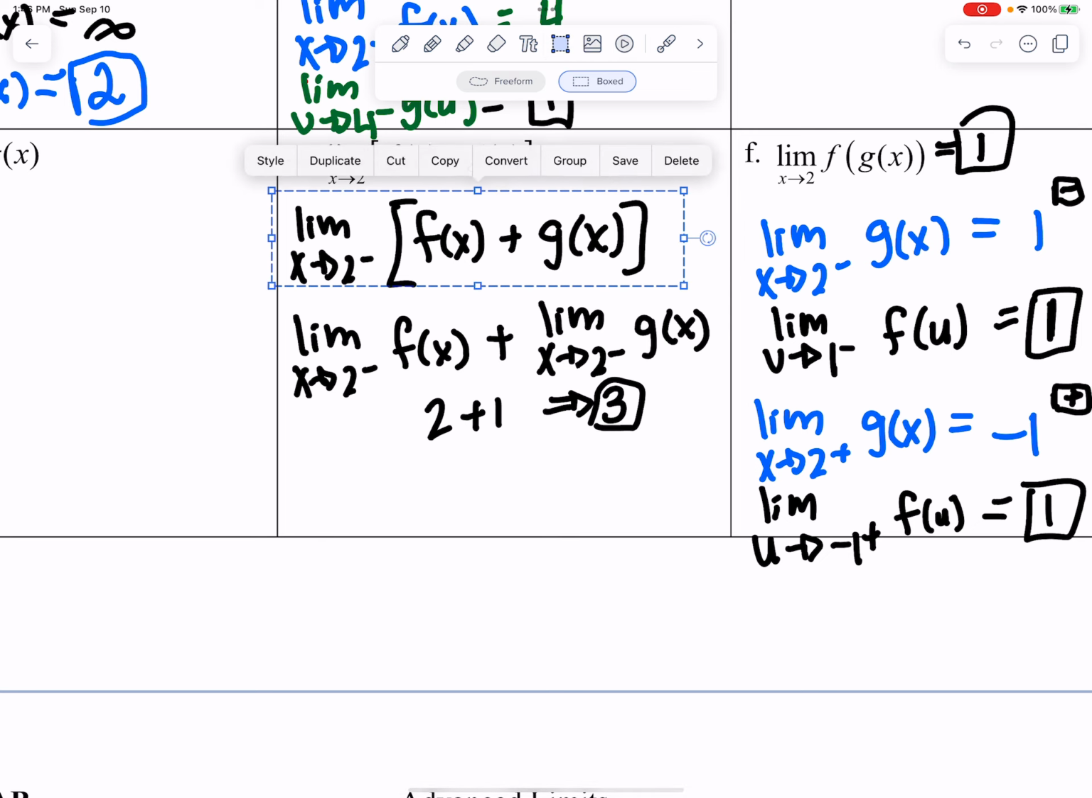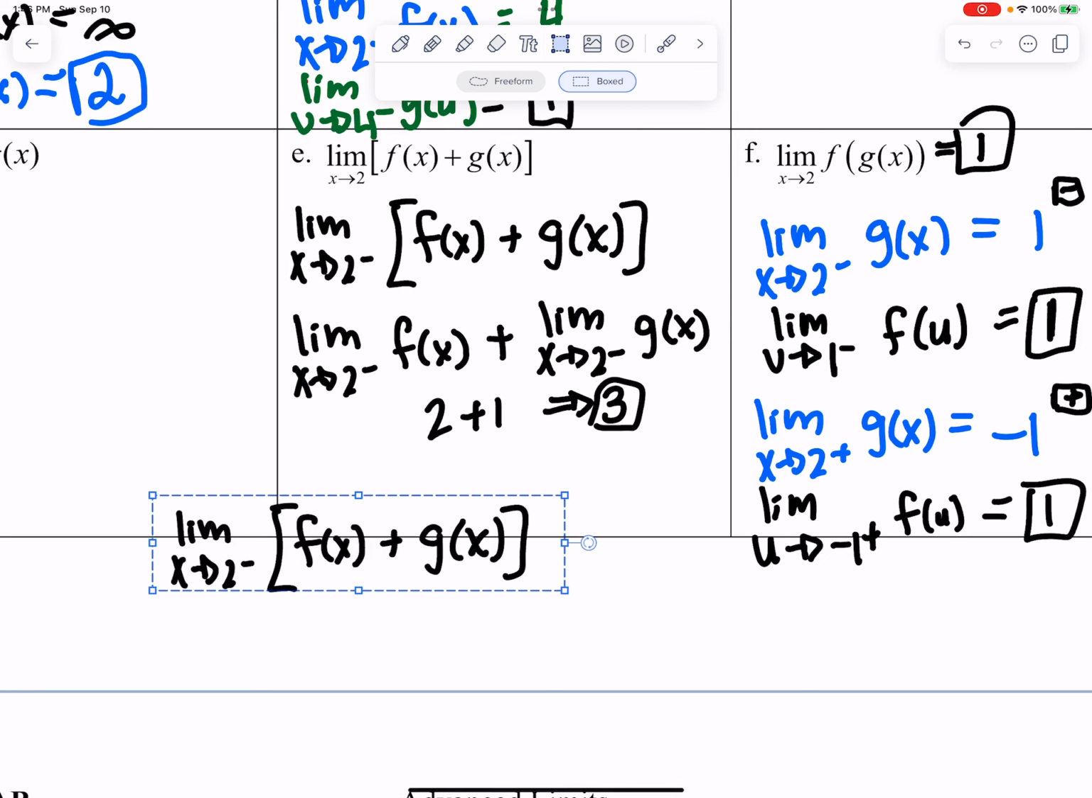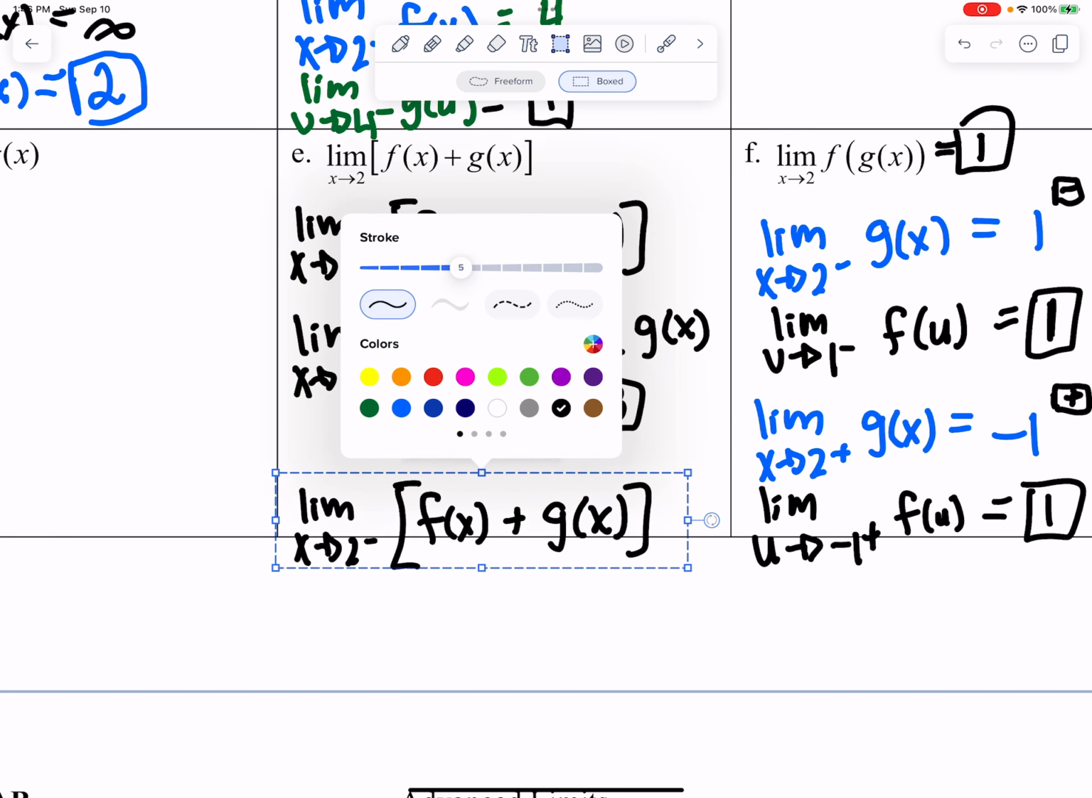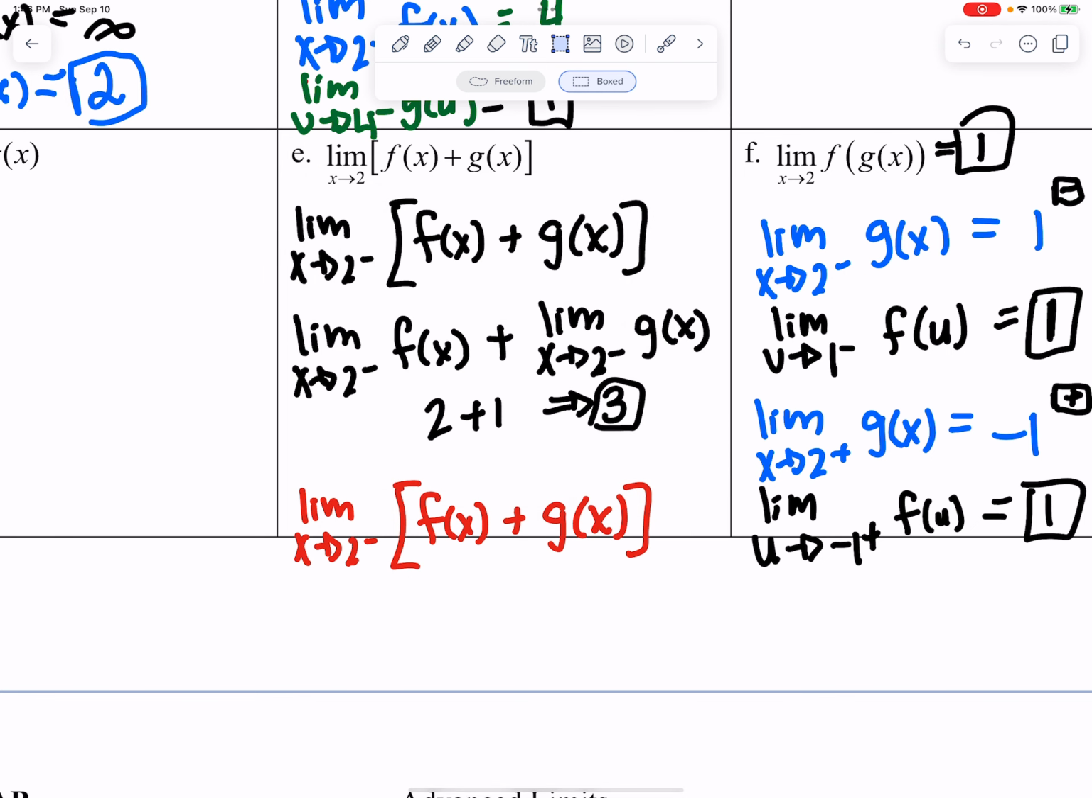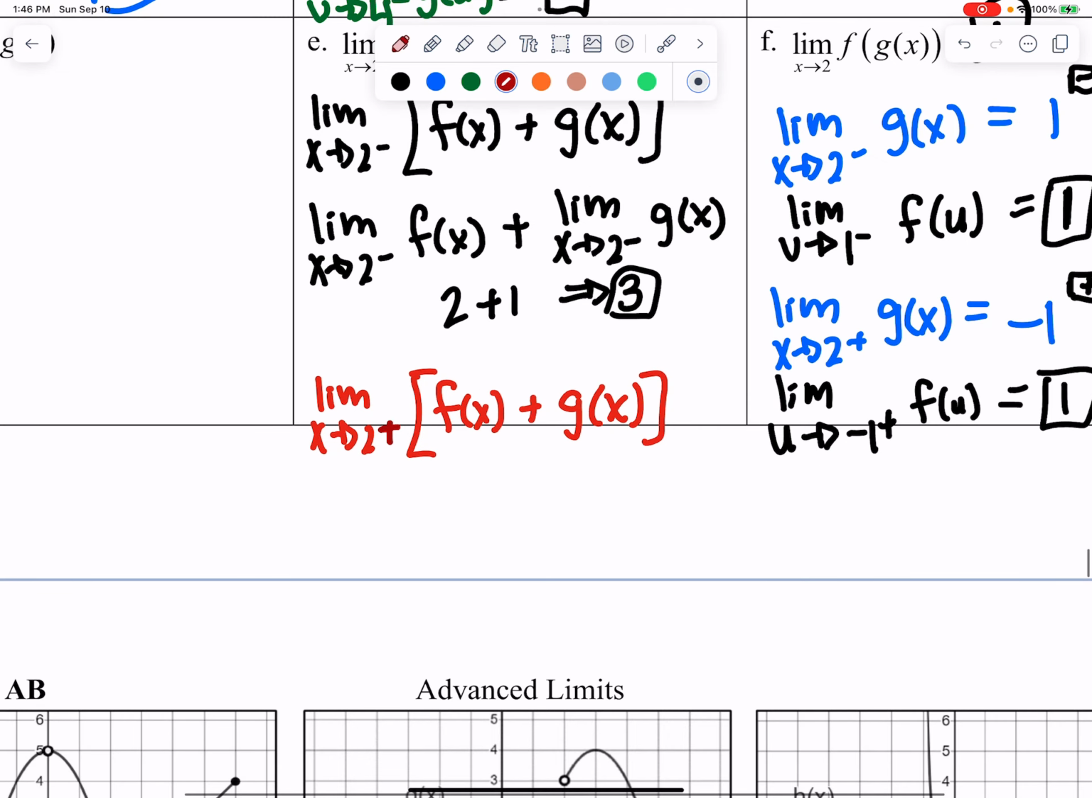Now I'm going to do the same thing for my right side of the limit, and hopefully, we pray, that it's going to be 3. If not, then it's going to tell us that the limit doesn't exist. So now I'm going to break this apart.